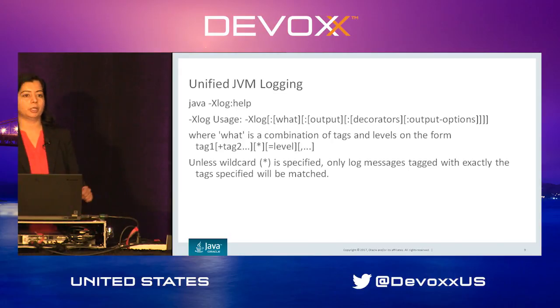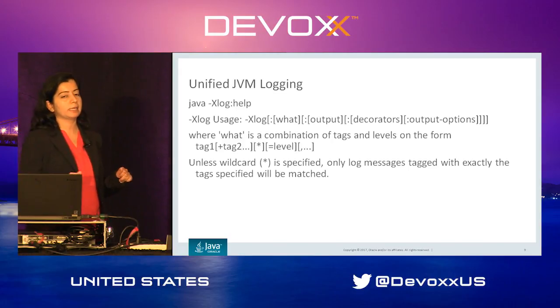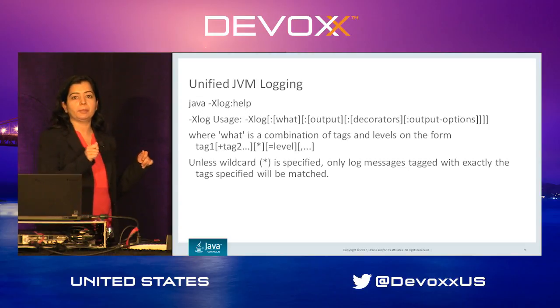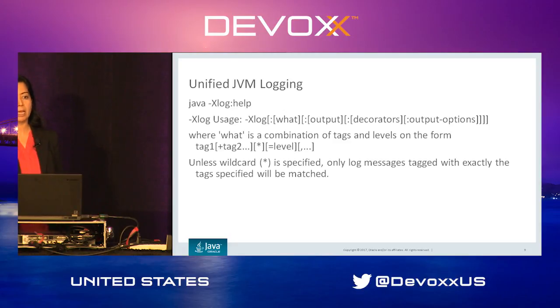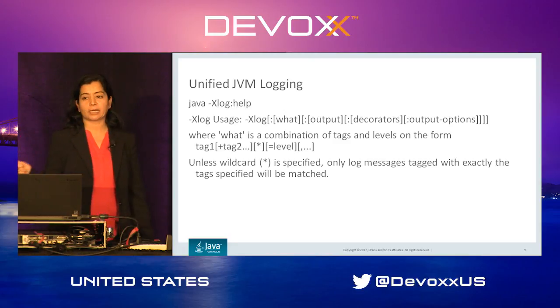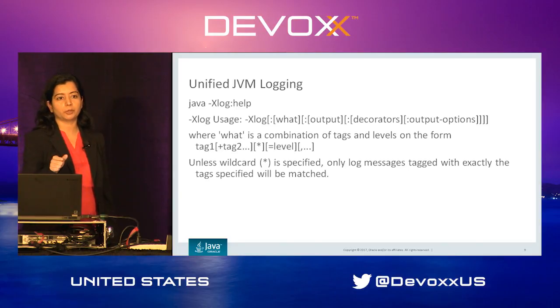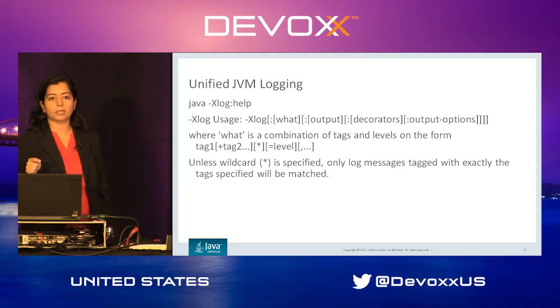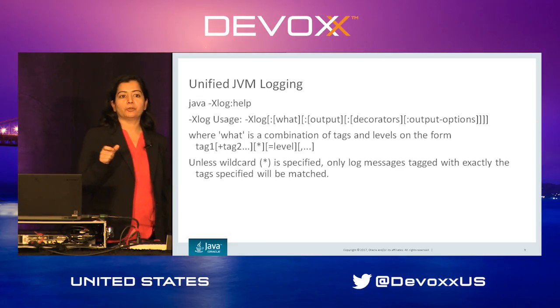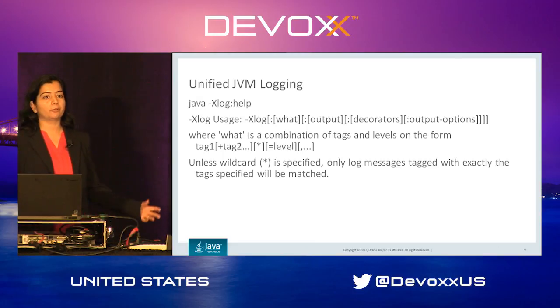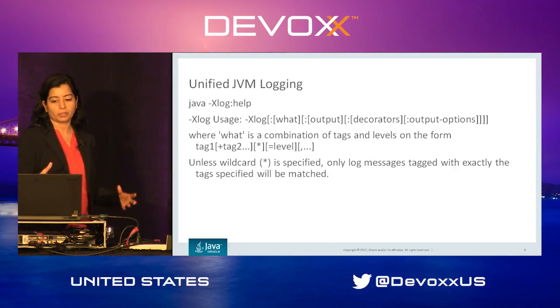The help option can be used with -Xlog. It provides information on the complete syntax of the command, how you can use it, and what the options are that can be used along with -Xlog. So the most important thing to note here is the what, which comes after -Xlog: the combination of tags and the levels for which we want to see information coming from different components of the JVM.